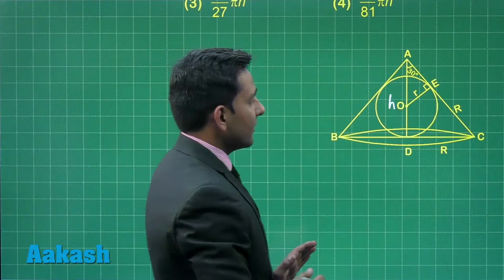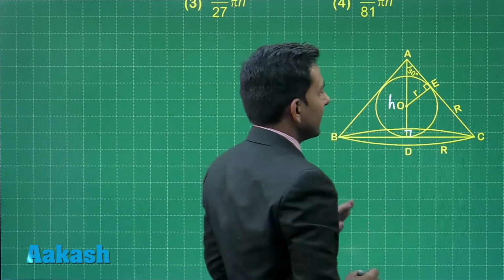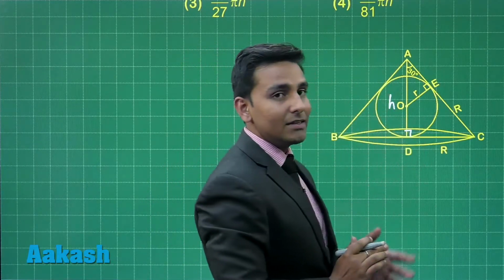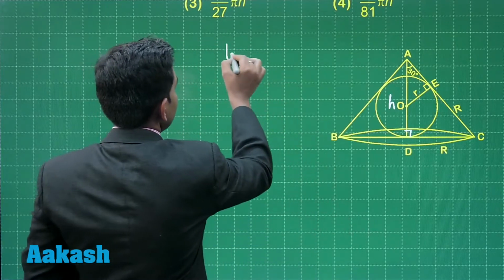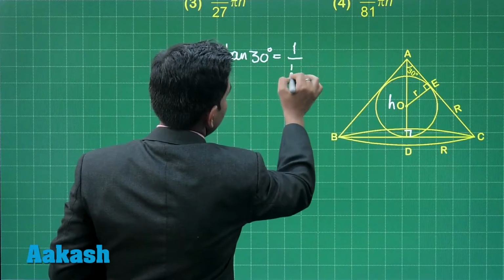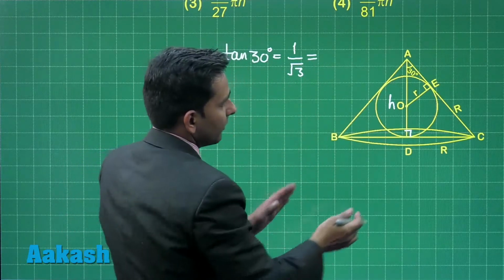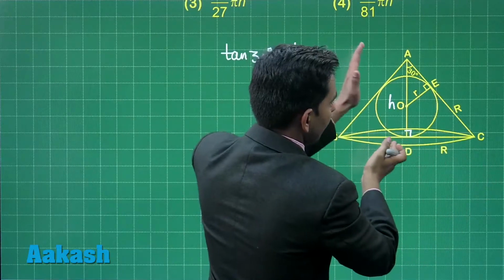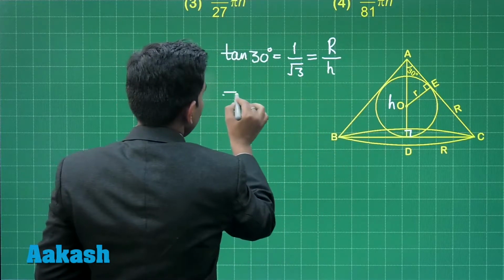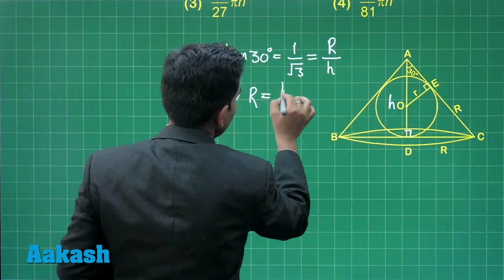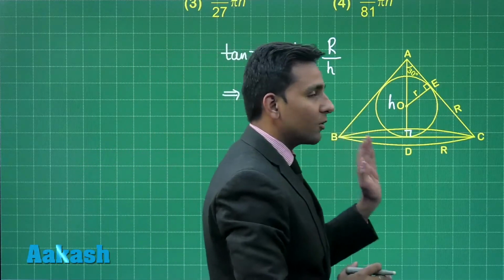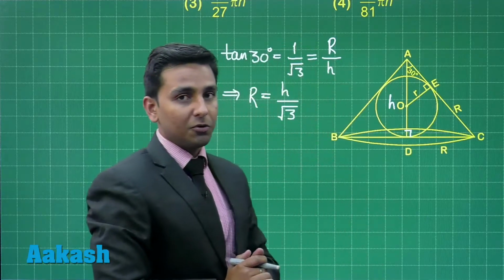So here we can see that this angle ADC is a right angle. That means we can apply the concept of trigonometry in triangle ADC. So here we can write tan 30 degree, which is equal to 1 upon root 3, is equal to perpendicular divided by base, that means capital R divided by h. So here we can calculate the value of R is equal to h upon root 3 units. So this is the base radius of the cone in terms of the height of the given cone.